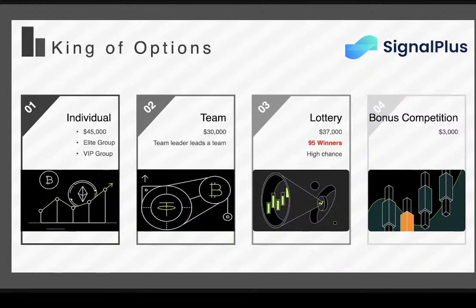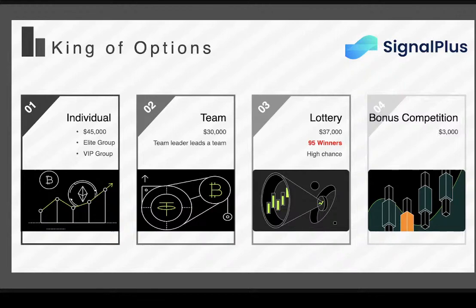In this competition, you can join anytime, but of course, the earlier you join, the more you can trade, so that it's more likely for you to win in the competition. And there are different types or formats in this competition. As you see, there are 4 types, and in theory, traders can join all of them at the same time.